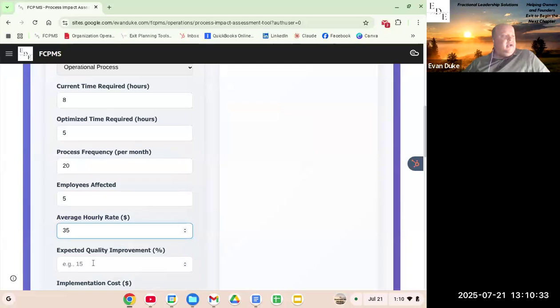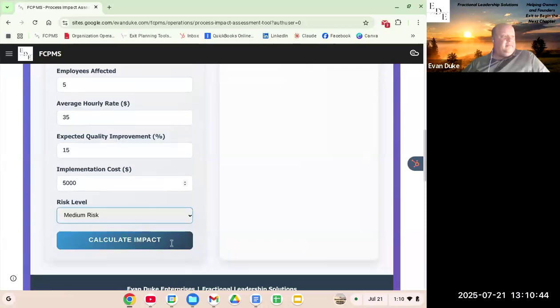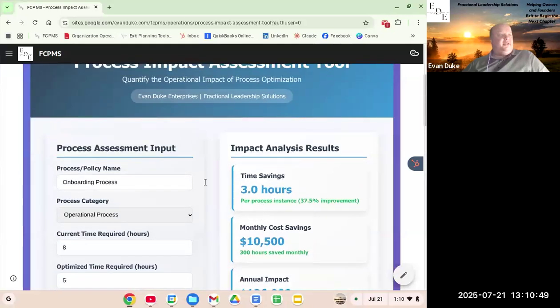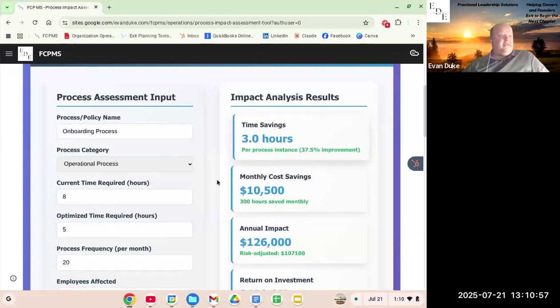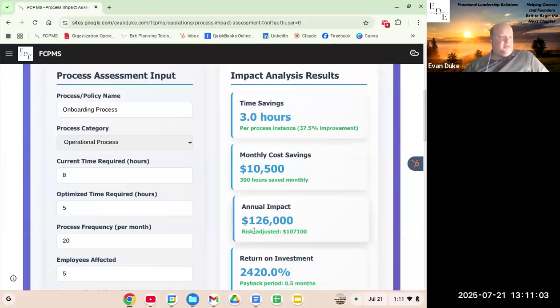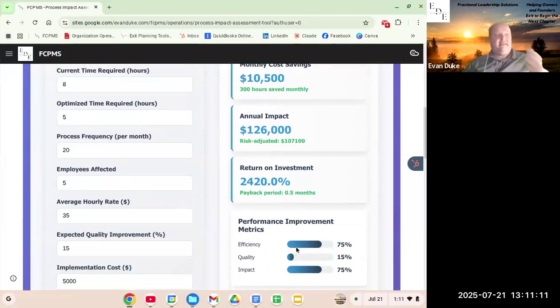And the reality is, what we'll discover is whenever we make changes like this, they may not seem substantial initially, but when we do them, look at this. These changes, this time savings, 3 hours per process instance, just that 3-hour time saving, you're saving yourself $10,500 per month. Annual impact, $126,000. Return on investment, 2,420%. Payback period, basically 2 weeks.